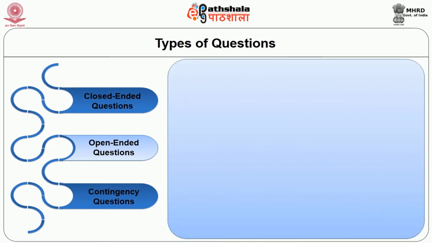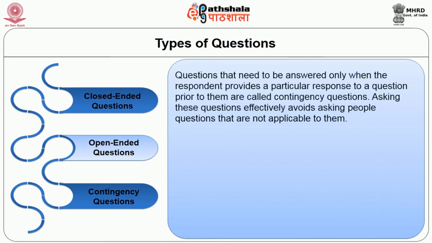The third type of question is the contingency question. Questions that need to be answered only when the respondent provides a particular response to a question prior to them are called contingency questions. Asking these questions effectively avoids asking people questions that are not applicable to them.